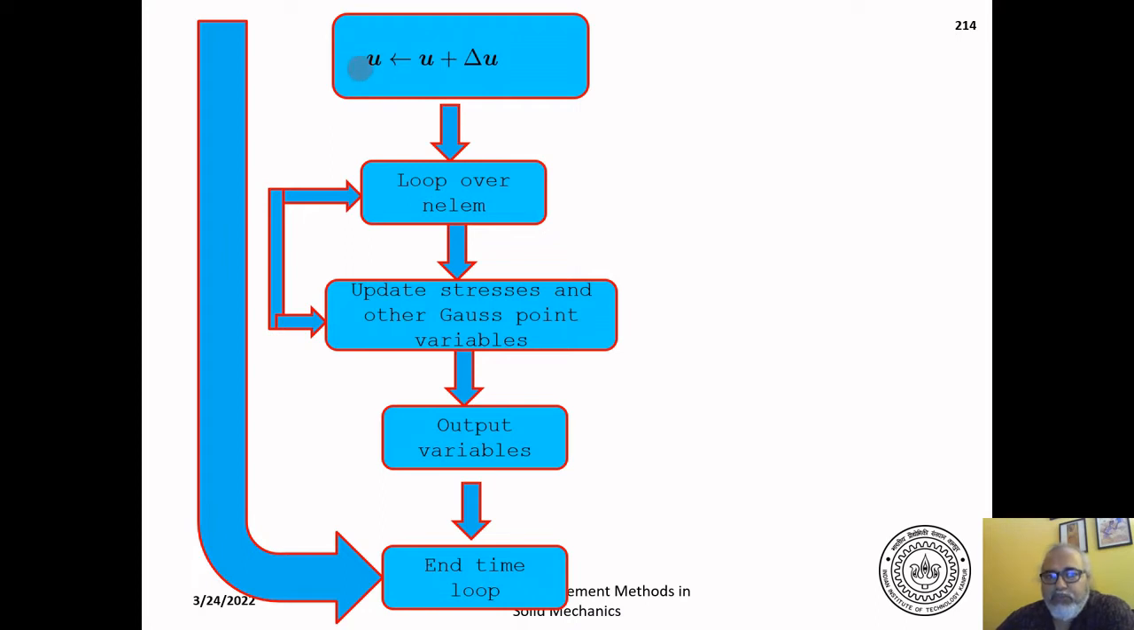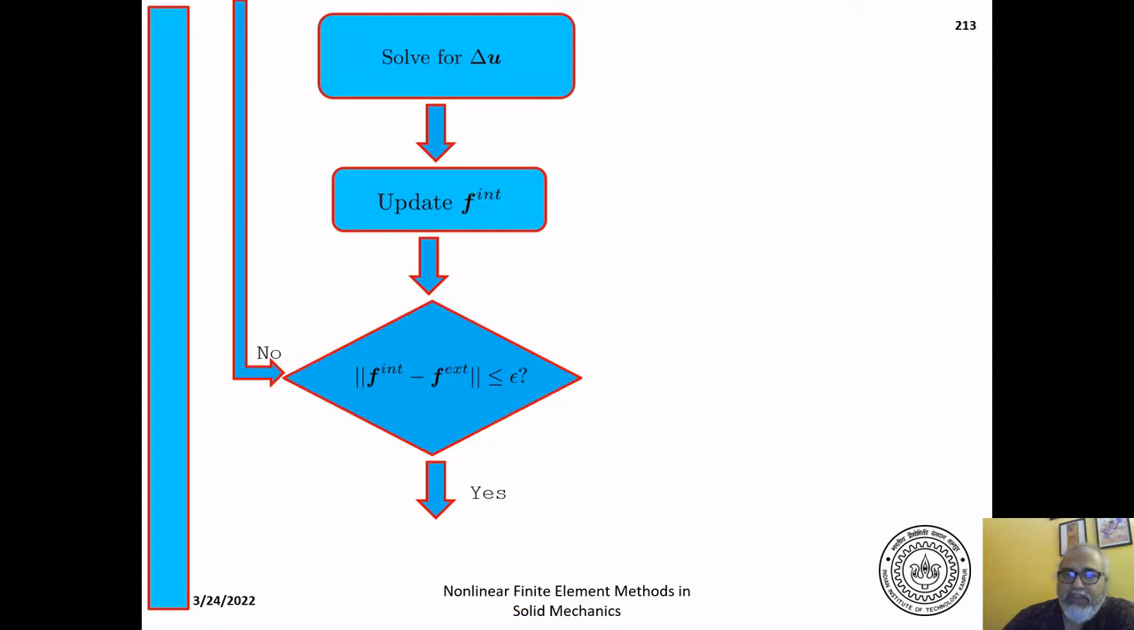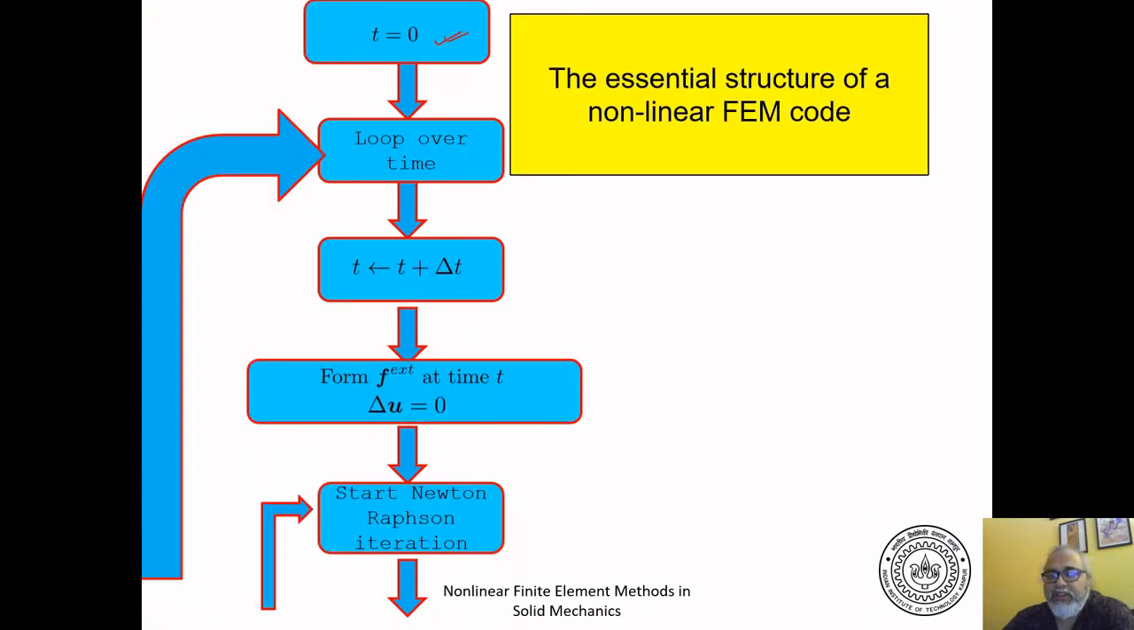update the u. Just add this delta u, which is the correct converged delta u, then loop over all elements and update the stresses and other Gauss point variables based on this new set of displacements that I have found, output variables if necessary, and then the time loop ends. I go back to the beginning of the time loop, increment time again, and then continue the process.